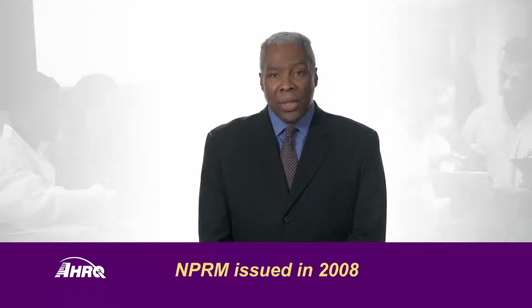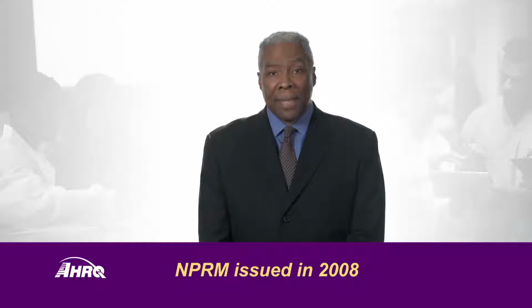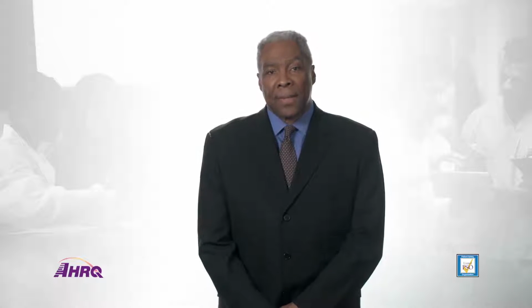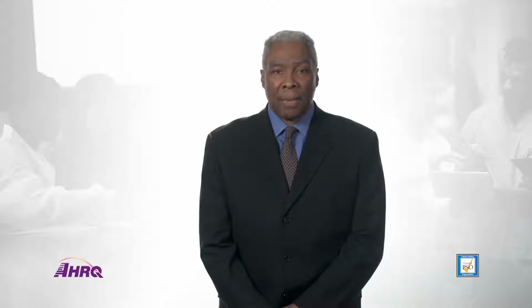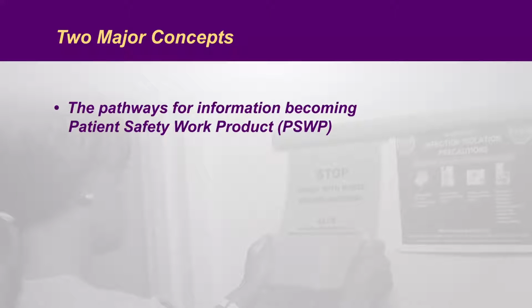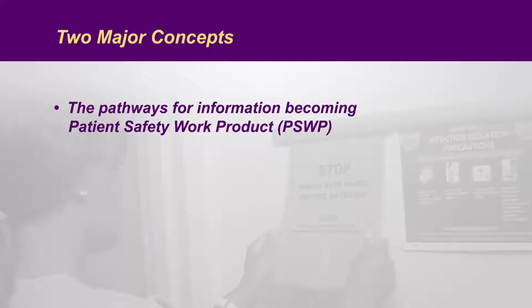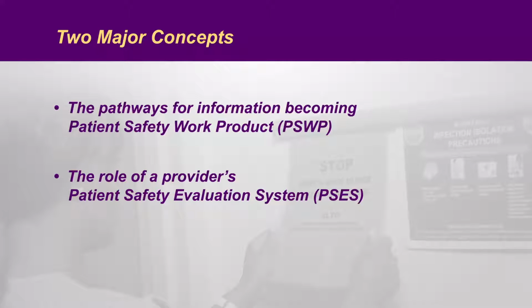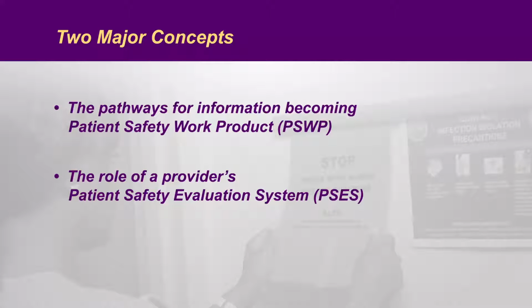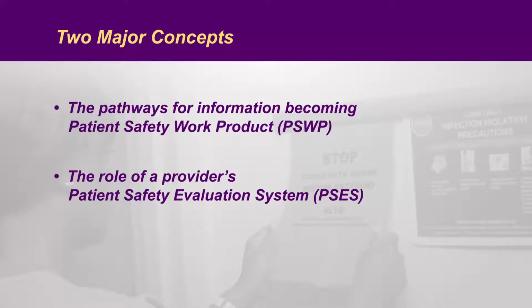The NPRM was issued in early 2008. While it does not have the force of law like the Patient Safety Act and final rule do, it is important because it provides a more extensive discussion of the Department of Health and Human Services interpretation of the Patient Safety Act. This is especially true of the two major concepts we will discuss today: the pathways for information becoming Patient Safety Work Product, or PSWP, and the role of a provider's PSES. The NPRM also outlines the overall framework and intent of the final rule.